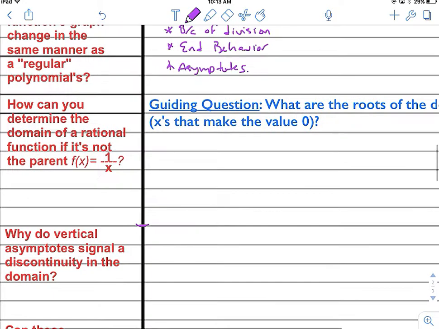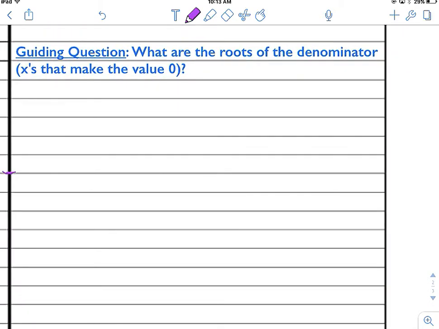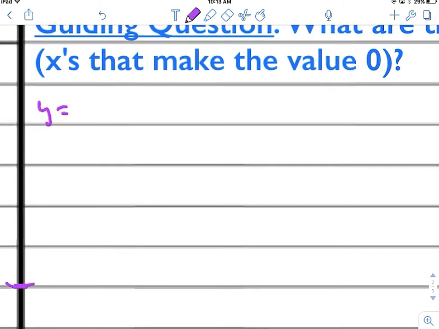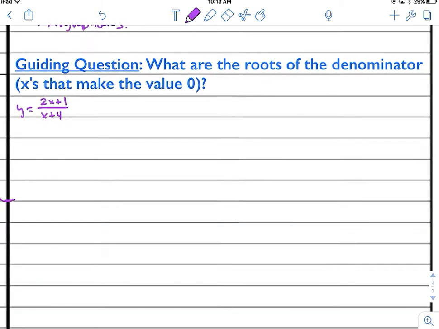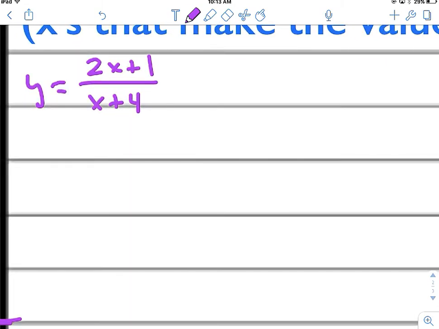If we now need to determine the domain of a rational function, if it's not the parent, because the parent's actually pretty straightforward, what we have to do is consider the roots of the denominator. So, for example, let's say I have this function y equals 2x plus 1 over x plus 4. The guiding question we have to ask ourselves is, what are the roots of the denominator? In other words, what makes the denominator equal to 0? So we're talking about this guy right here, the denominator.